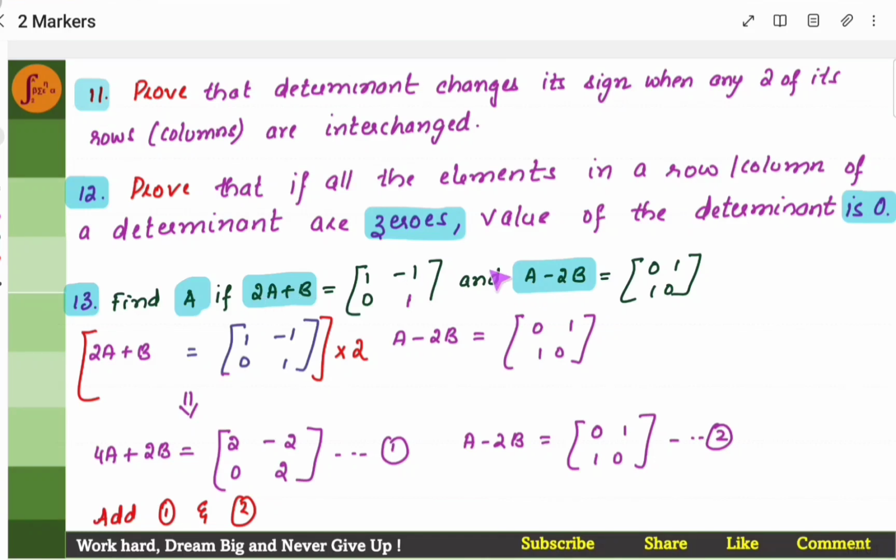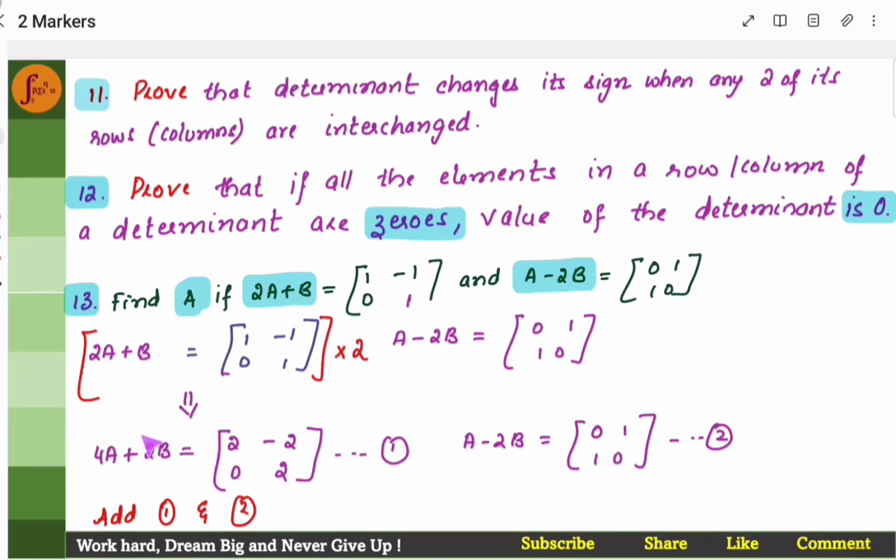You try to eliminate one of the variables. I want to eliminate b here because I need to find a. So I'll try to eliminate b. To eliminate b, here in this expression I have plus b and here I have minus 2b. If I multiply this entire thing with 2, then I'll get 2b here, right? If I multiply this entire thing with 2, I'll get 4a plus 2b.